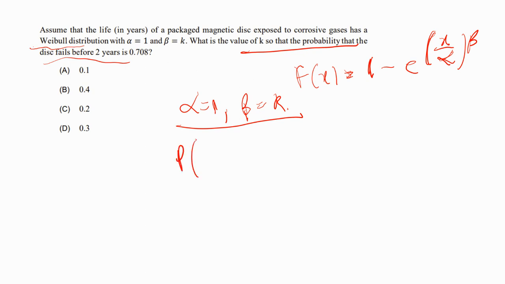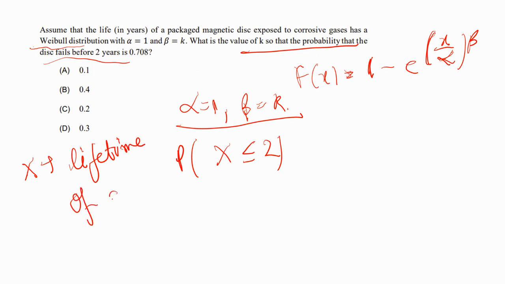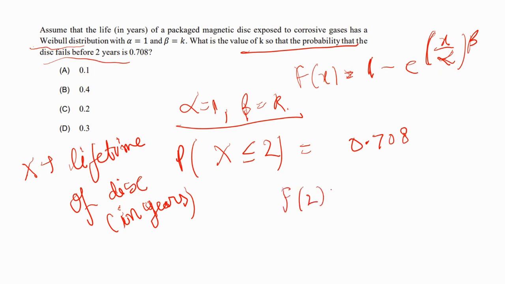So probability that disk fails before 2 years. That means x is less than or equal to 2. If we say x is the lifetime of a disk in years, then it will be probability of x less than or equal to 2, which is given as 0.708. Now x less than or equal to 2 is what? Fx. So it is basically F(2).